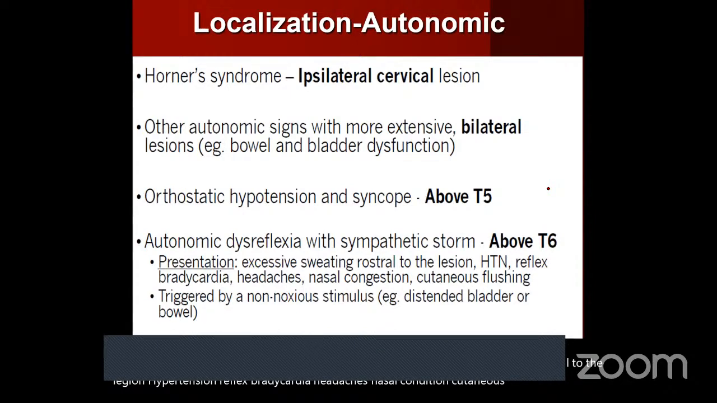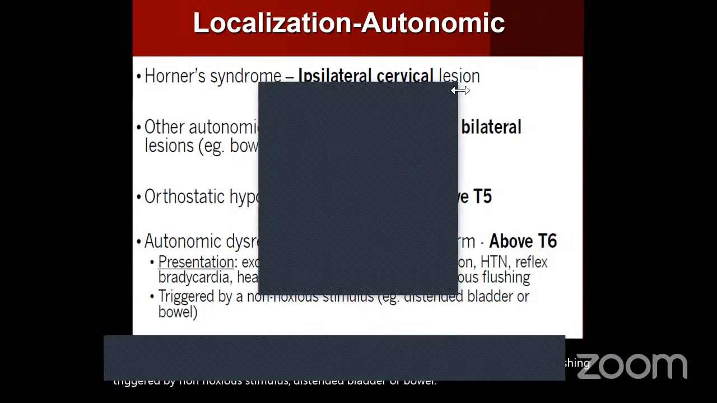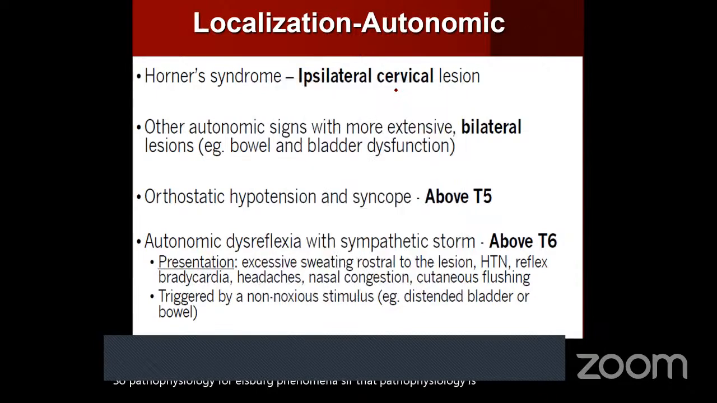So the pathophysiology for the Elsberg phenomenon, sir, is lamination of the corticospinal fibers. The corticospinal fibers for the upper limb cross much earlier than those for the lower limb at the cervicomedullary junction, like this. Like this they cross.